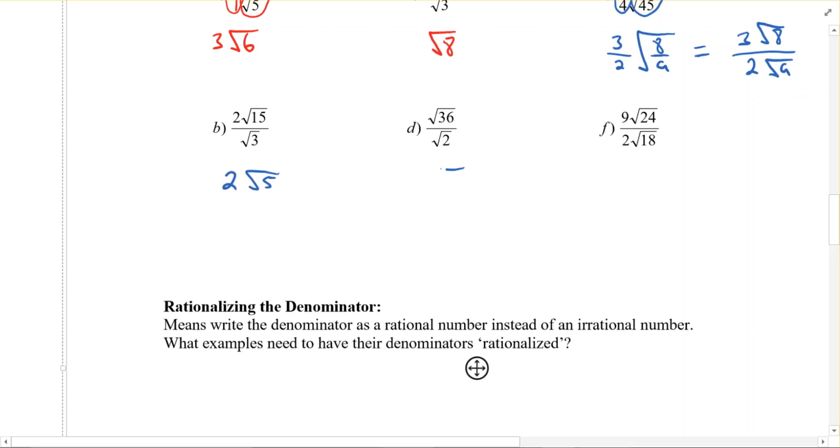This is going to be root 18. But I should probably simplify that. I should rewrite this as 9 times 2, and then take the 9 out as a 3, so this would be 3 root 2.